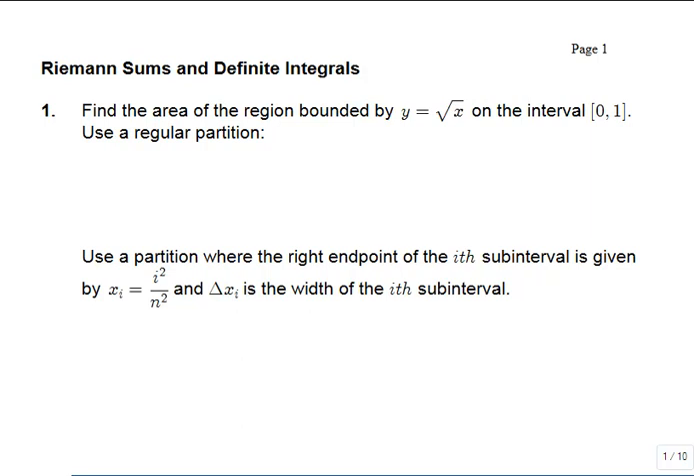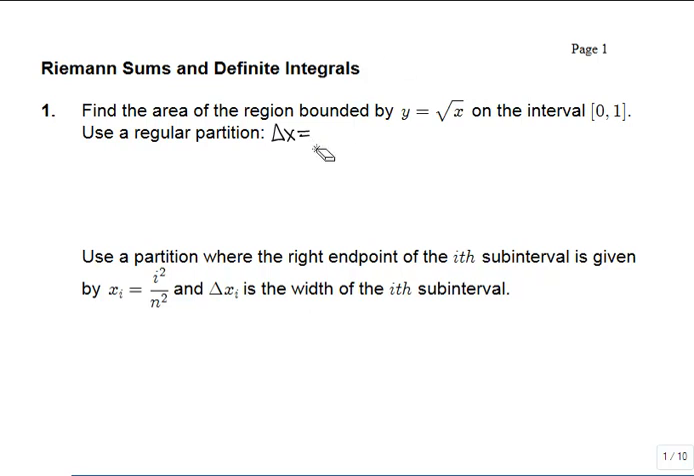Suppose that we wanted to find the area of the region bounded by the curve y equals square root of x on the interval 0 to 1, and we're going to use a regular partition. So if we're going to use a regular partition, then that means each of our rectangles is going to have an equal width, and that is called delta x. So let's find this delta x first.